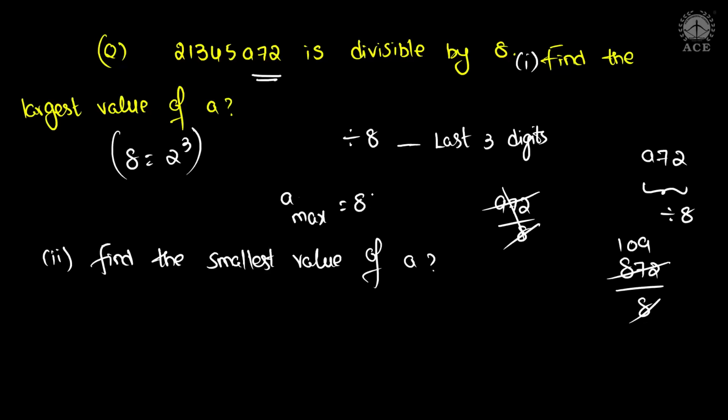Now what is the minimum value of A? The smallest value of A. Again A72 only, smallest value now. It should be divisible by 8. What should the smallest value of A be? Srikanth, not the correct answer, check once. What is the minimum value of A satisfying this divisibility? This number is divisible by 8, my dear friends. Minimum value of A.